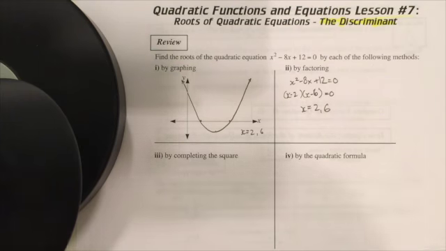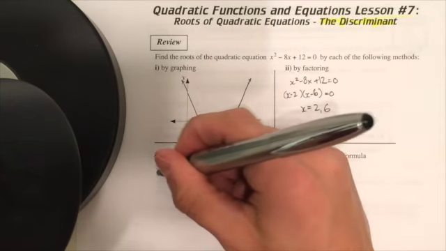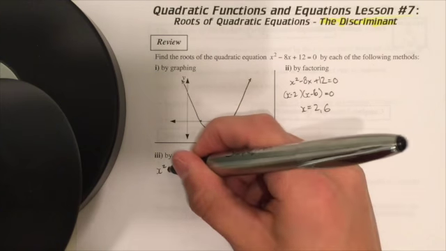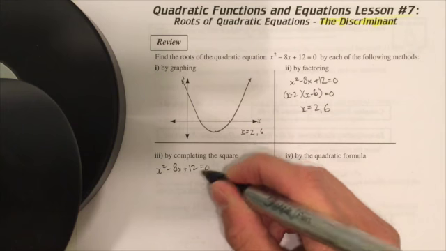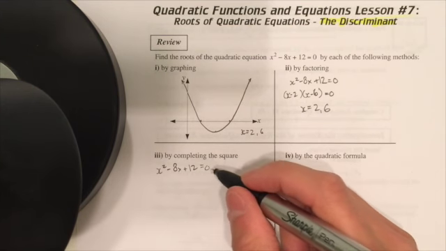And by completing the square. We're using the same equation for all these, by the way, so if you want to work ahead, you can do that. We're using this equation, x squared minus 8x plus 12 is equal to 0.